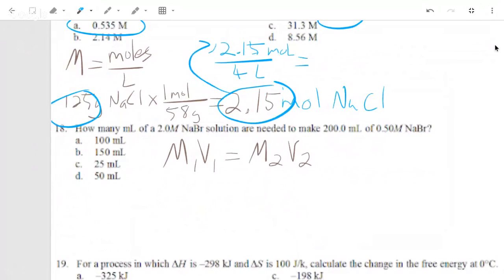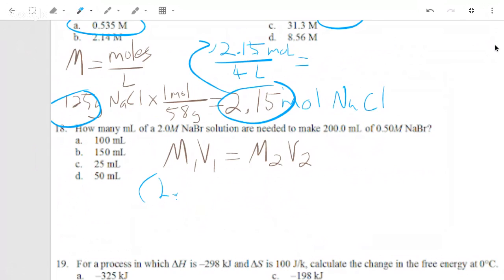Solutions problems. So we spent a month on solutions, did a bunch of labs with solutions. Here they give you a molarity of 2. And they're asking you how many milliliters of a 2.0 molarity NaBr solution are needed to make 200 milliliters of a 0.5 molarity NaBr solution. So really you're just plugging in numbers and solving. You can plug them in on either side. So I got milliliters, so I'll plug them in first up here.